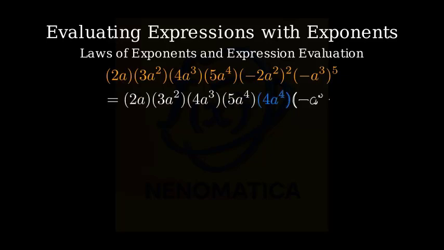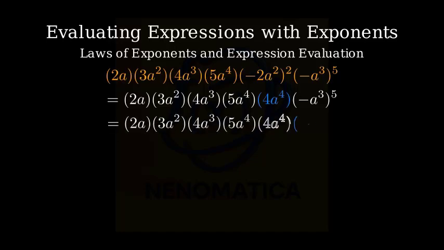First, let's expand the power expressions. For -2a squared, we get 4a to the fourth power. Next, we'll expand -a cubed to the fifth power. Since -a cubed has a negative sign, and we're raising it to the fifth power, we get -a to the 15th power. Remember, when we raise a negative number to an odd power, the result remains negative.